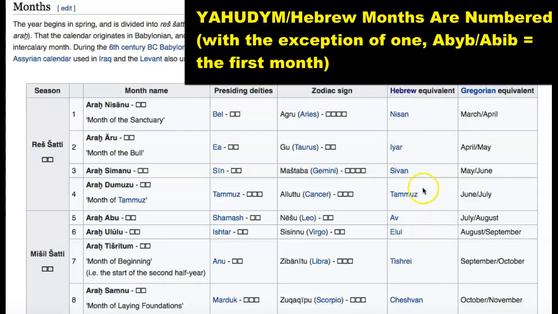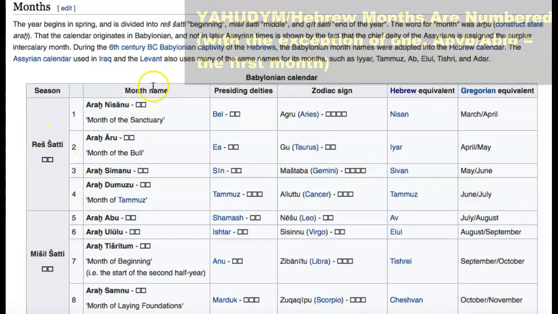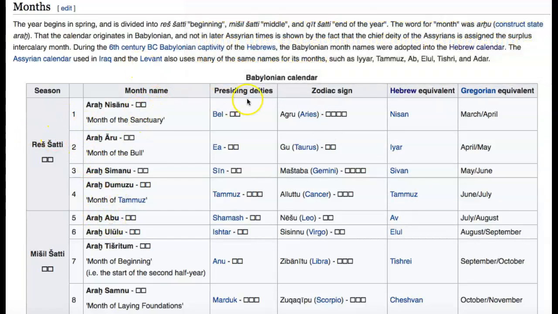All of these Hebrew equivalent names are Jewish influenced, adding and taking away, because you see right here is the month name that they have, and mind you, it comes from Babylon. It comes from Babylonian deities, as you can see right here, giving homage to these deities just like they do with the Jewish. And you see the so-called Hebrew equivalent when really it's the Jewish equivalent.